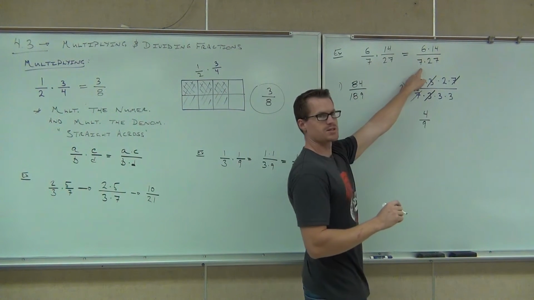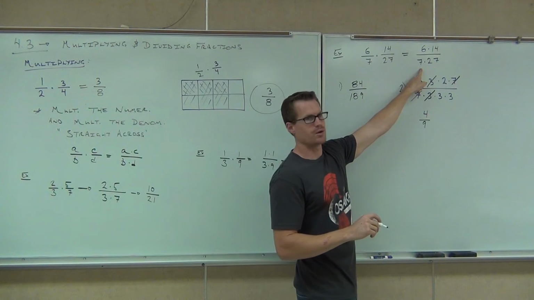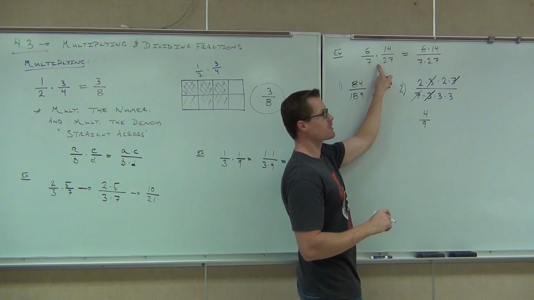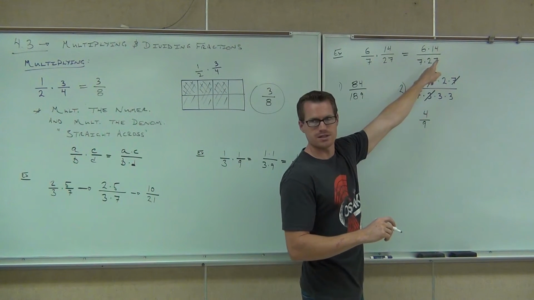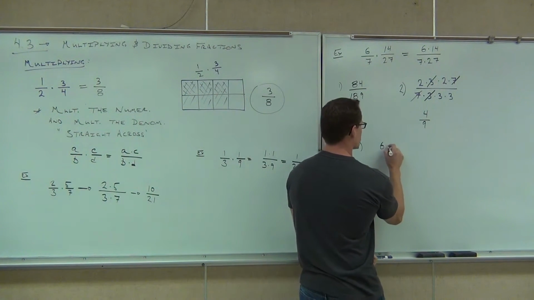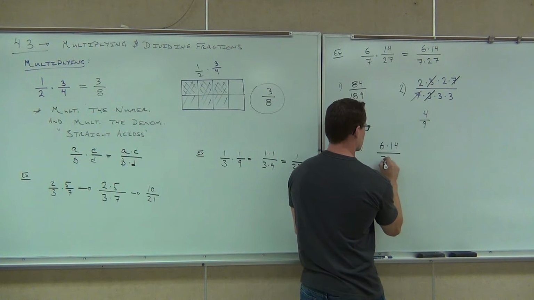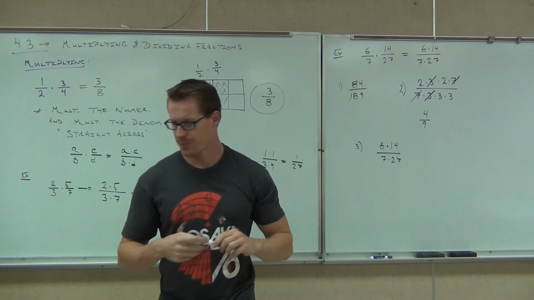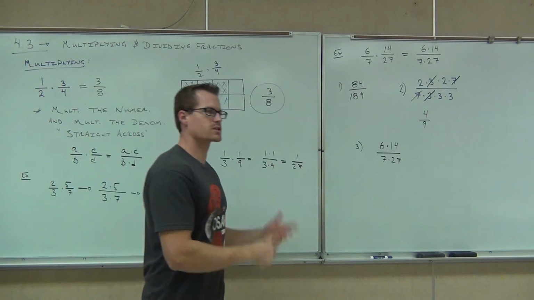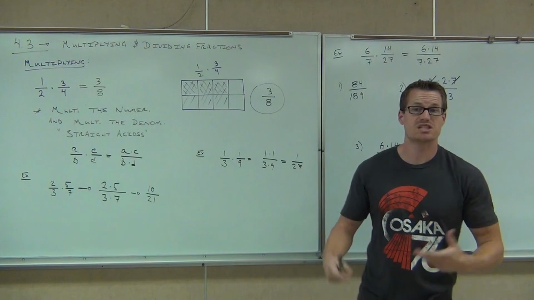I'm going to rewrite this because I want everyone to do this no matter what. Are you supposed to simplify here? No. I want to see this first. Nod your head if you understand that. So we're going to do 6 times 14 over 7 times 27. But here's the last option that you have. We are not going to do something called cross-cancellation in this class. We're going to do something called just simplification.